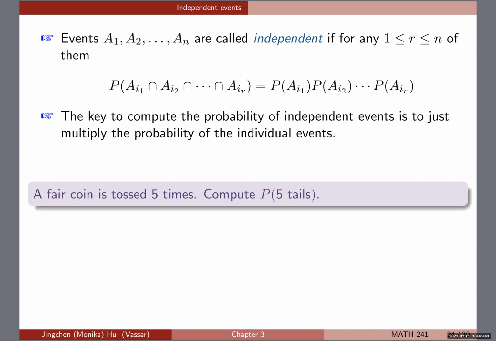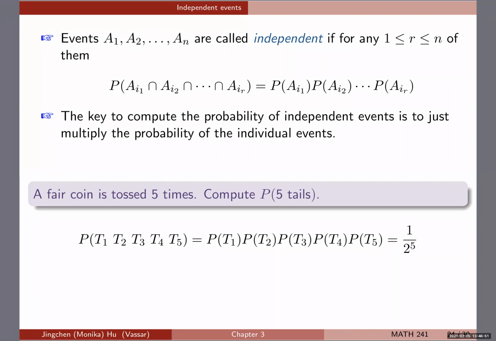More formally, we can define T1, T2 until T5 to be the outcome of each toss, where T1 is the first outcome being a tail, T2, and so on. We are using the result here. If we're trying to get the joint probability of all of them being tails, because they're independent, it's the same as multiplying the marginal probability of each of them being a tail. That also gives us, like what we talked about, 1/2 to the power of 5.